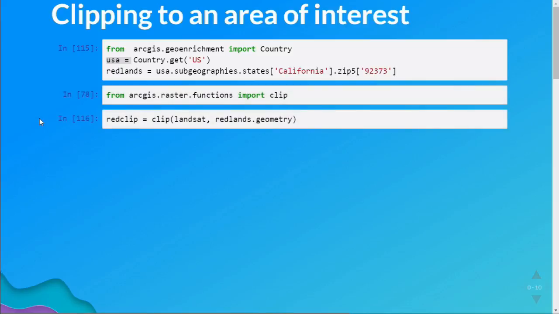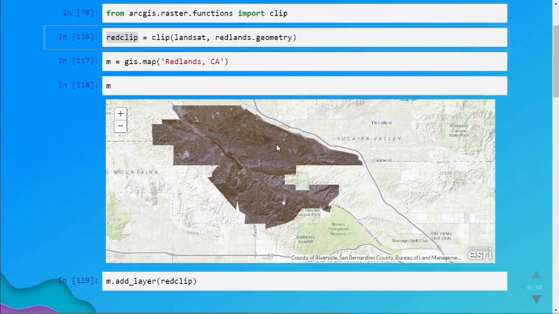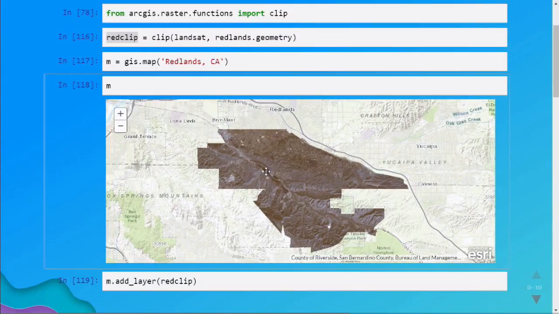Here I'm clipping to an area of interest. So I got the geometry of Redlands, and I'm clipping to it. The way we get the geometry of Redlands is also, you can have a sneak preview of Geo Enrichment. I can get areas by name. So I can say within the United States, the state of California, get zip code 92373. So I'm getting not really Redlands, but that zip code's geometry. I've clipped it. When I query it and add it to a map, then that raster is clipped to that location and added to the map.